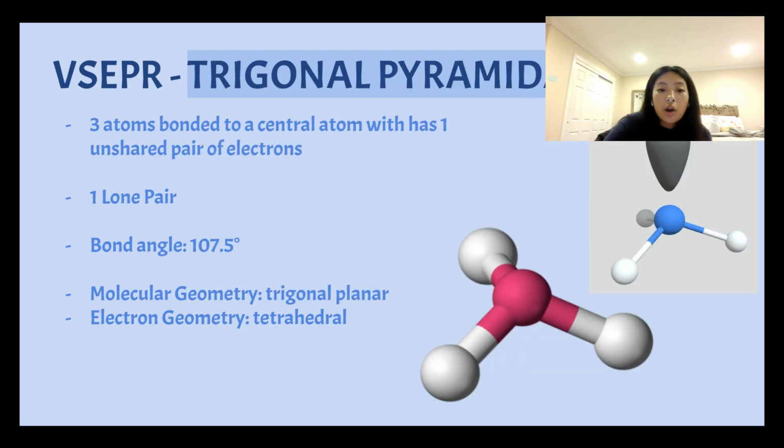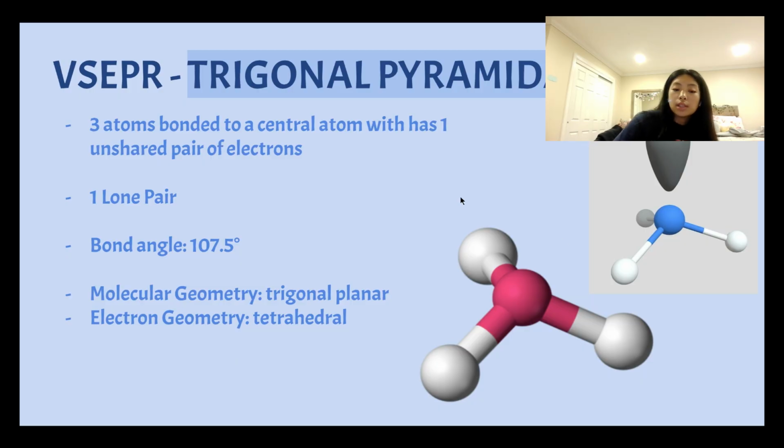Okay, our next shape is trigonal pyramidal. So trigonal pyramids form when three atoms bonded to a central atom have one unshared pair of electrons. So that means there's one lone pair. The bond angle is 107.5. The molecular geometry is trigonal pyramidal, and the electron geometry is tetrahedral.